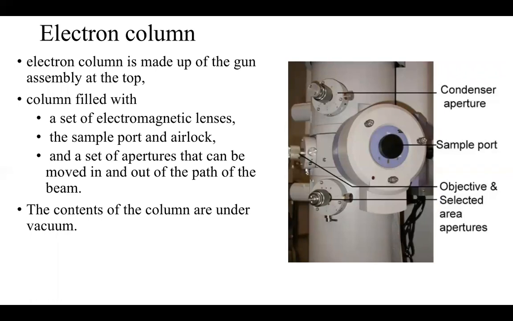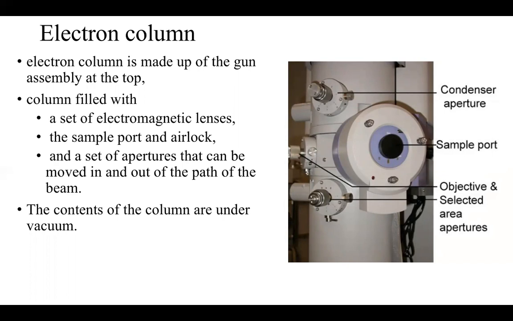So all the contents of the electron column are under ultra high vacuum. As I told you, the main reason for this is you don't want to lose your electrons to air molecules, because if air molecules are present inside this column, these highly accelerated electrons will bombard these air molecules and start ionizing the gas atoms. And when we allow that to happen, what happens? The electrons will lose their energy to air molecules, and that is not desirable for us.